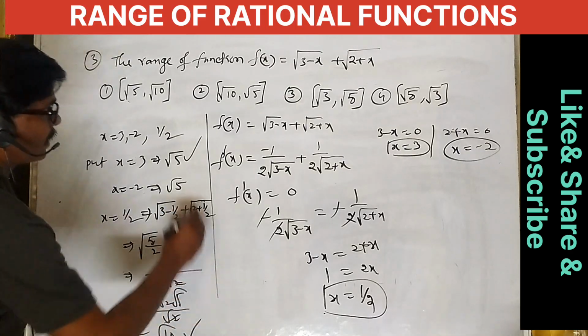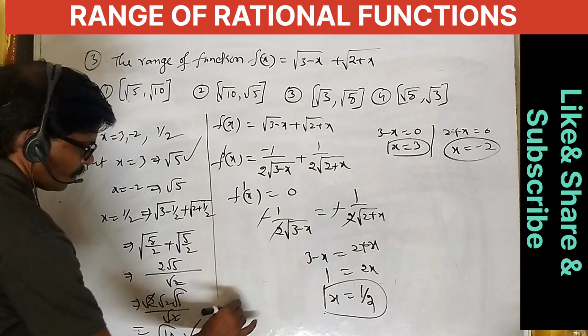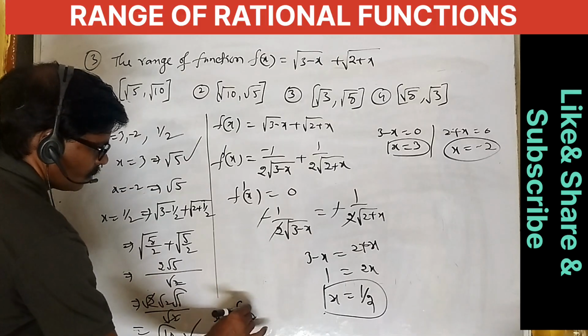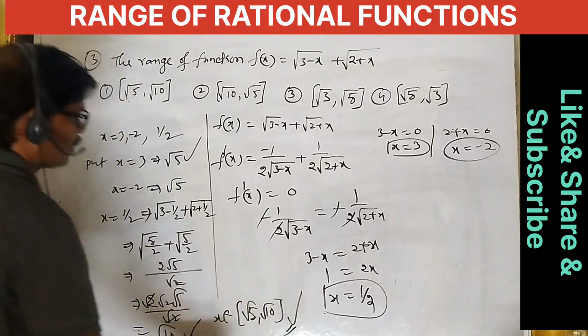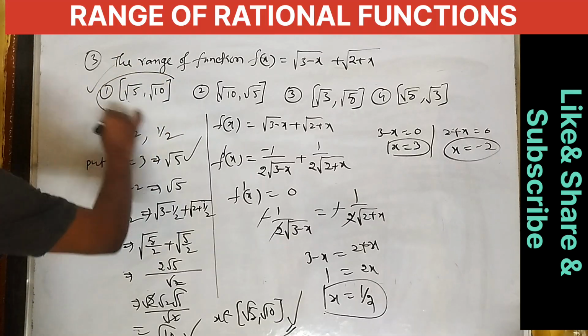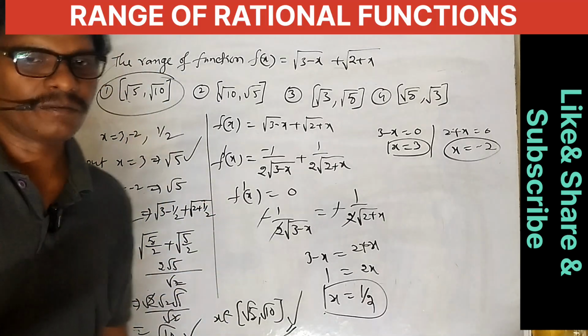Which option is the correct? The correct option is x belongs to the closed interval root 5 to root 10. Root 5 to root 10 is our answer. Okay, the first option is correct. Copy this one. Okay, right.